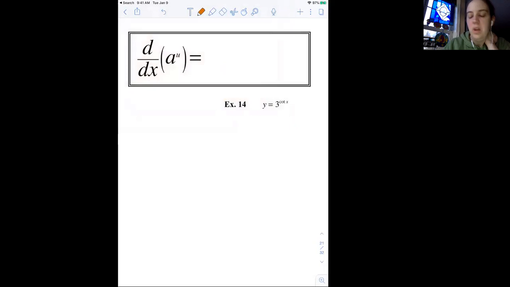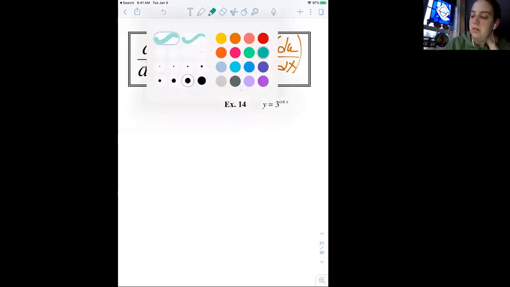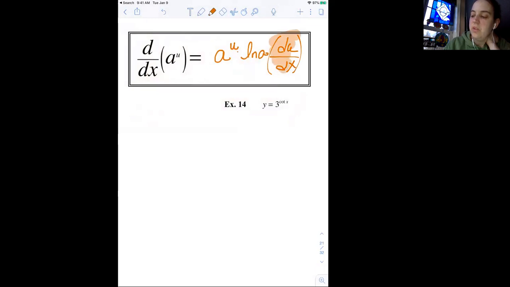The derivative of a to the u is a to the u natural log of a du/dx. These are all being multiplied. Again, that chain rule is already built in. There's our chain rule.